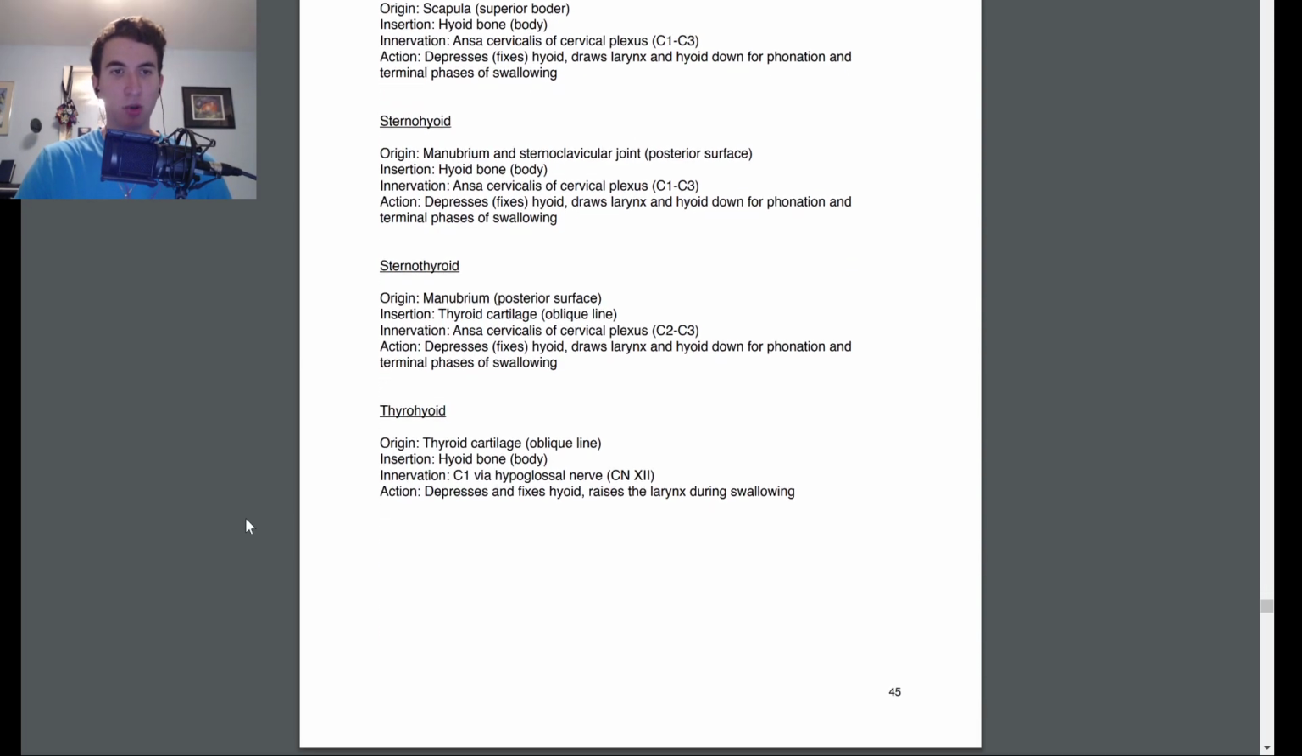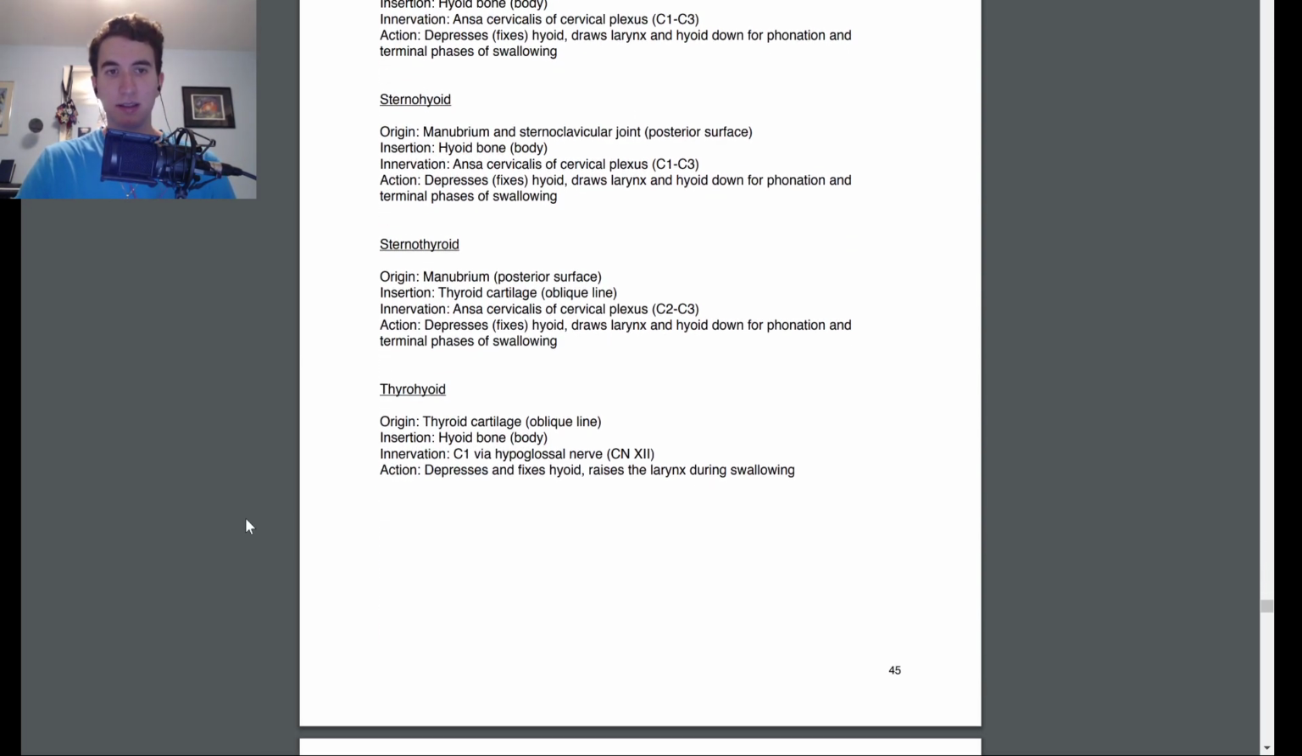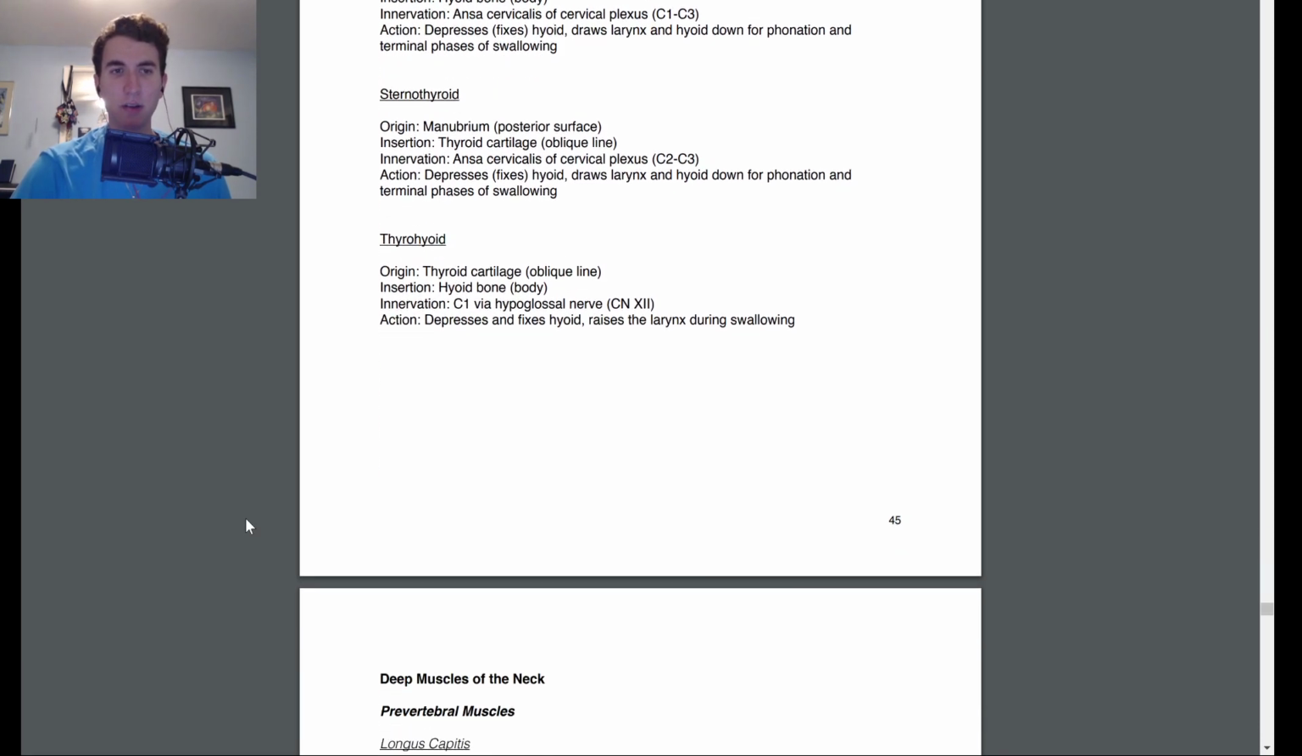Then you have the sternothyroid. The origin is the manubrium, the posterior surface. It inserts at the thyroid cartilage, the oblique line. Innervation is done by the ansa cervicalis of the cervical plexus, C2 to C3. And the action is that it depresses the hyoid, draws the larynx and hyoid down for phonation and terminal phases of swallowing. Then you have the thyrohyoid.